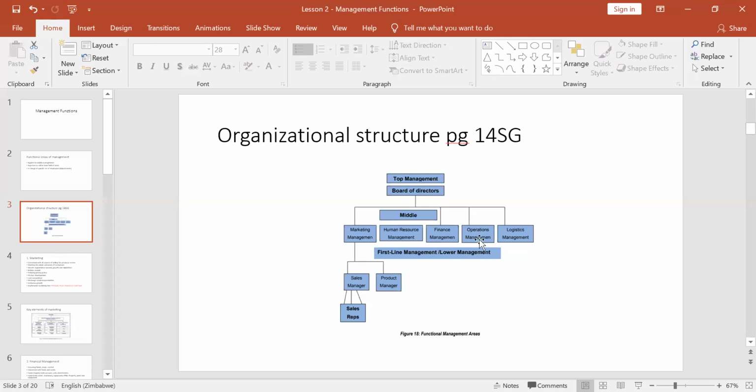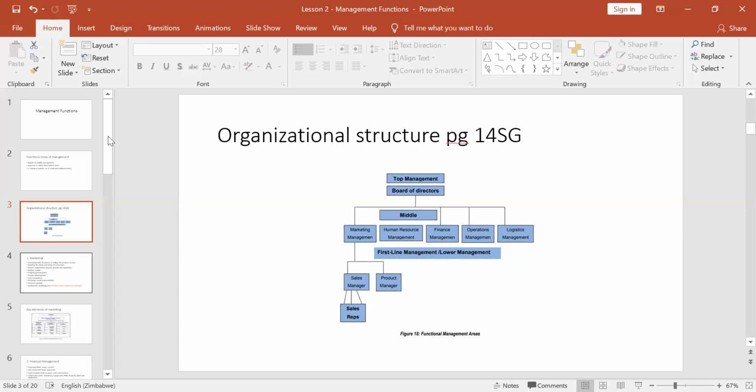Then we have operations. Operations would depend on the organization. If, let's say, it's a manufacturing organization, you can have supervisors in charge of each section of production. Maybe they produce different things. You have a supervisor or a foreman for each section. Then logistics, it normally has to do with transportation. So you can have someone in charge of the fleet, you can have someone in charge of the drivers, and so on.